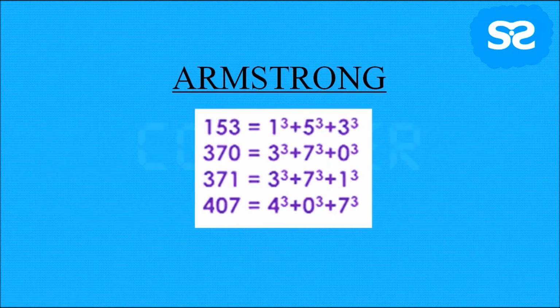Before coding, see this. If there are three digits then the power will be 3, and if four digits then the power will be 4. I hope you are clear with the term Armstrong, so let's start coding. Taking variable.